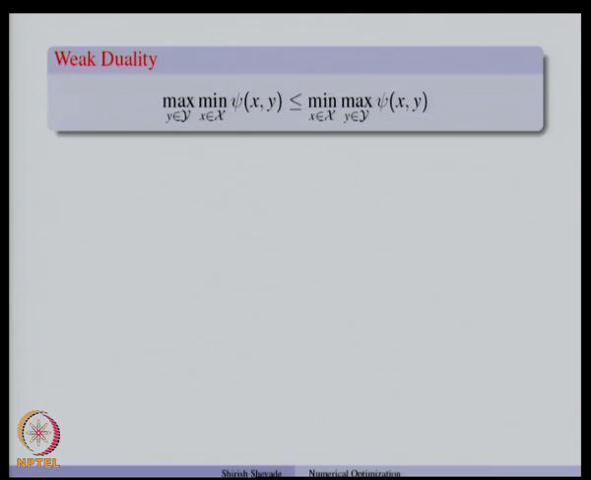Okay. So, we have seen that this inequality holds for any game. Now, under what conditions this is an equality, and that is what we are going to study now. And for that purpose, we need the definitions of saddle points.